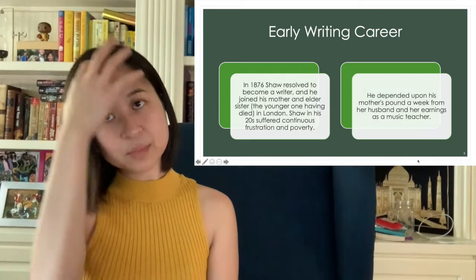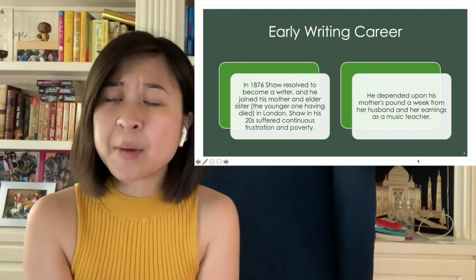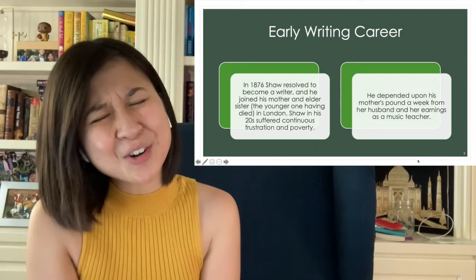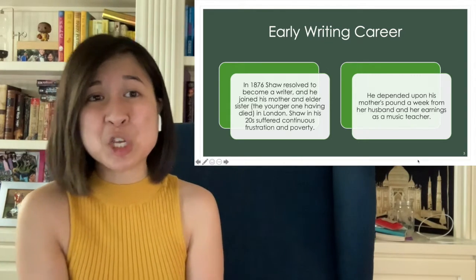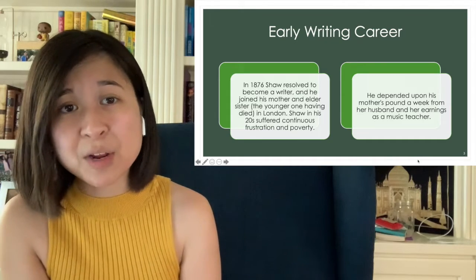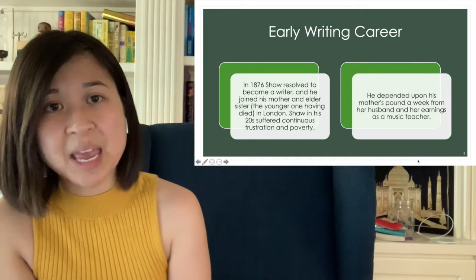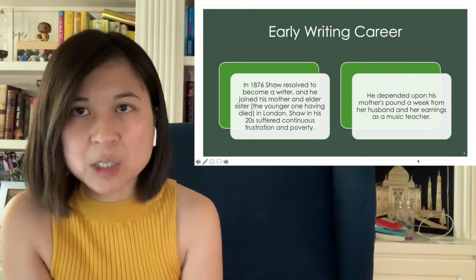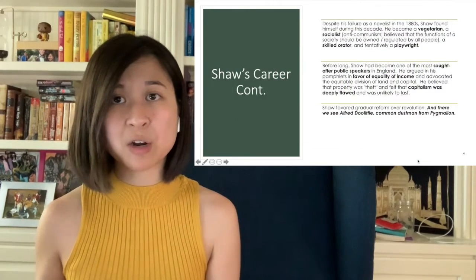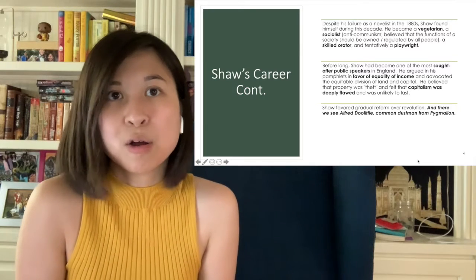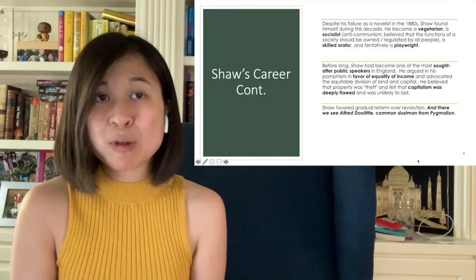Moving on to the next slide. He started his early writing career in 1876, where he followed his mom and older sister to London. However, he didn't really have the greatest of success. He struggled a lot. He suffered continuous poverty and a lot of frustration because of that poverty. He really depended upon his mother's pound a week from her husband. I guess that also affected his writing as well. Not only that, I think in general, being in your 20s and struggling as a writer and facing failure really allows a person to find themselves, which isn't a surprise. And so during this decade, he really found himself.